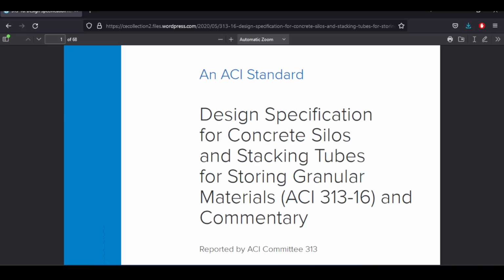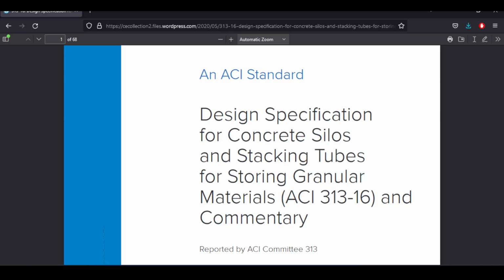Now, please notice that the scope of this video series for the silos is going to be focused on silos that store granular material. Liquid silos are not covered today. They might be covered in the future. I think the specification for the ACI code for that is, I think, 375 or something. I don't remember that. I will have to look it up.